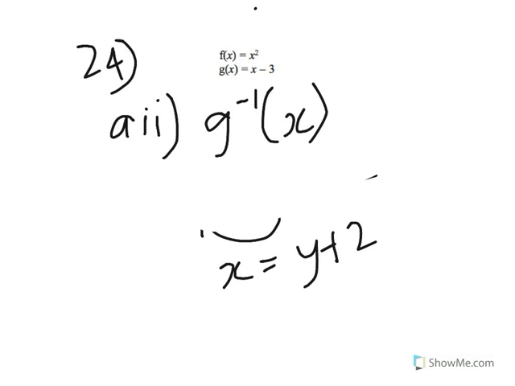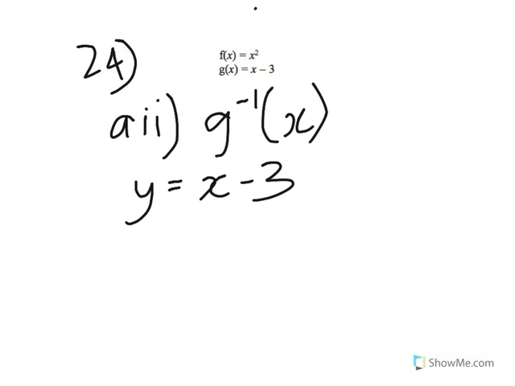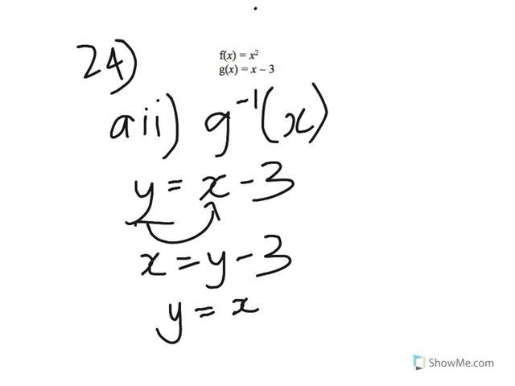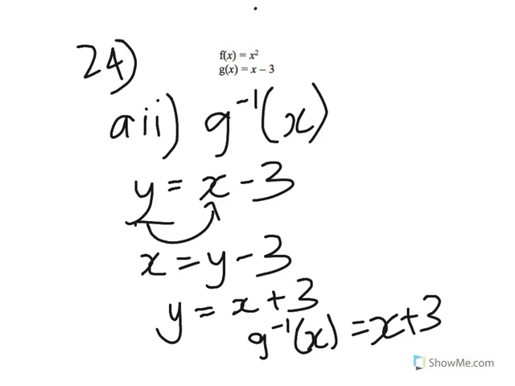So now knowing this, let's solve g inverse of x. First of all, g of x is x minus 3, right? So we can say y is equal to x minus 3, because g of x is nothing but y. So now, when you have g inverse of x, these two switch positions. So x is equal to y minus 3. So all we got to do is solve for y again, and we'll get g inverse of x. So y is equal to, add 3 on both sides, x plus 3. And so g inverse of x is equal to x plus 3.